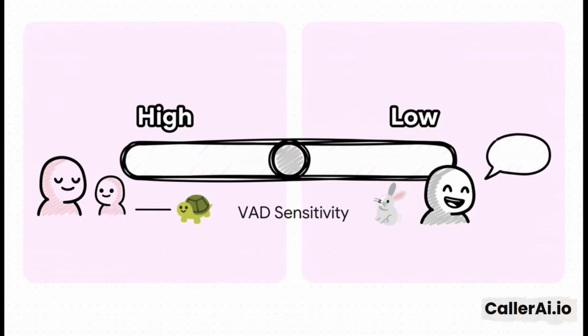And getting this right is a real balancing act. If you set the sensitivity high, the AI becomes super patient. It'll wait and wait, which is great for not interrupting, but it can lead to those weird, awkward silences. Set it too low, and it's lightning fast, but it might jump in and cut you off if you just pause for a second to think. Finding that sweet spot is totally key to a natural flow.